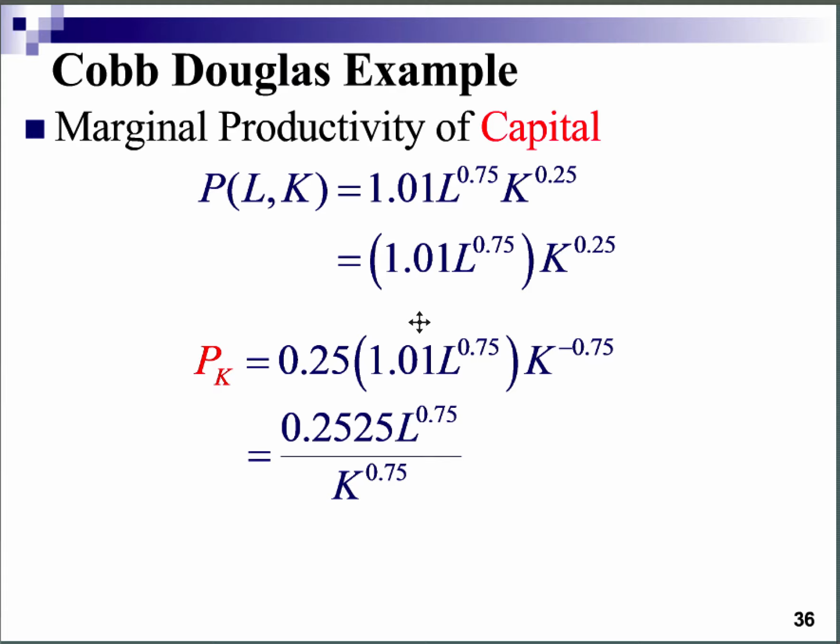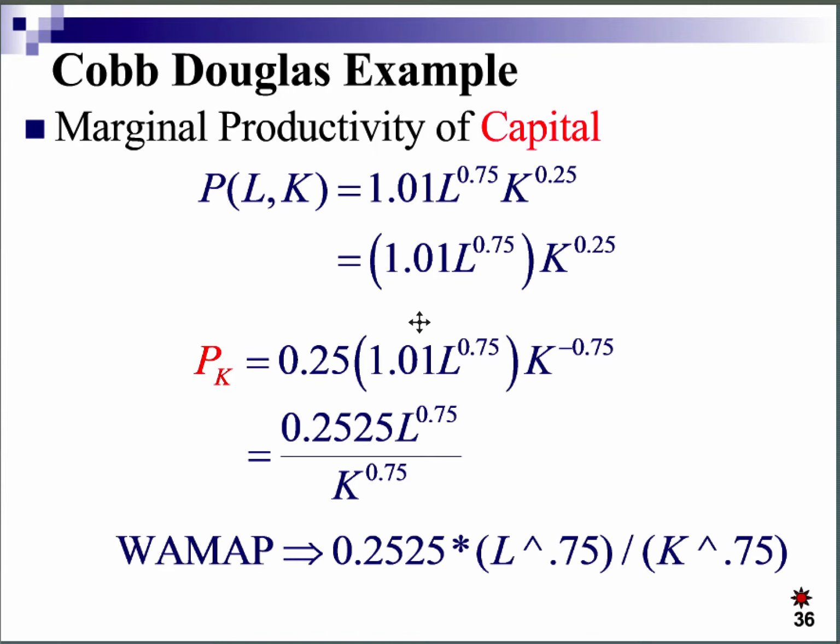we end up with 0.2525 L to the 0.75 over K to the 0.75. So 0.25 times 1.01 gives me 0.2525. L to the 0.75 just stays where it's at. And because K has a negative power, we'll take it down to the denominator and convert its power to positive. So this is the partial derivative with respect to K, and this is how you would enter that into WAMAP.